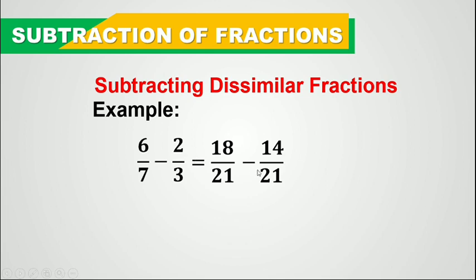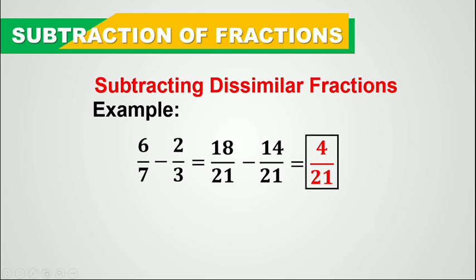And then evaluate the operation. So copy 21, and then 18 minus 14, that's 4. So that's why the answer is 4 over 21. Now, is this still reducible? Dili na. So therefore, this is our final answer.